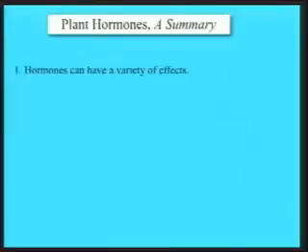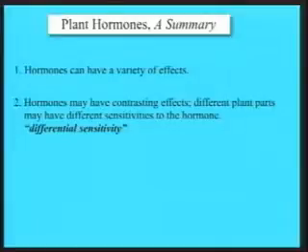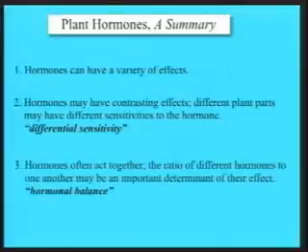So to summarize, plant hormones can have a variety of effects. They can also have contrasting effects. Different plant parts can have different sensitivities to the hormones we talked about. There's differential sensitivity. And hormones often act together, the ratio of them being important in determining the growth outcome, the hormone balance idea.